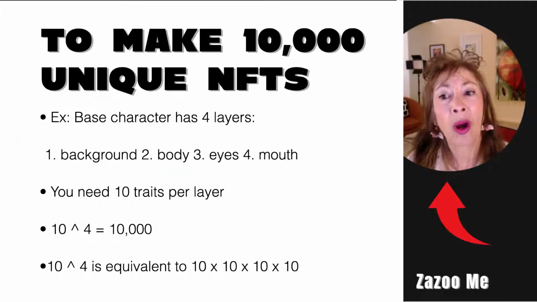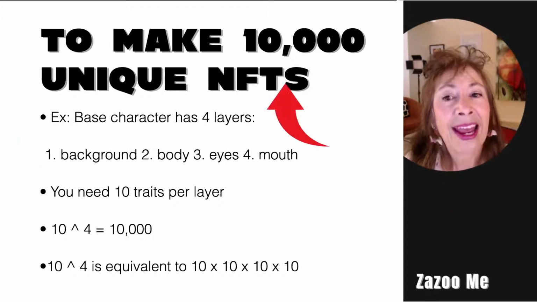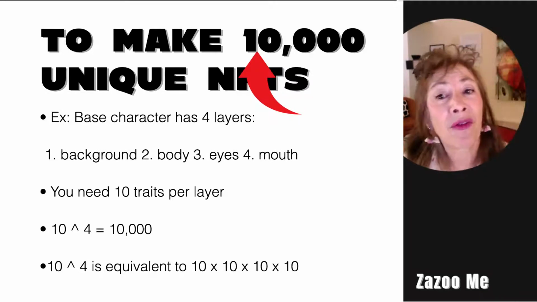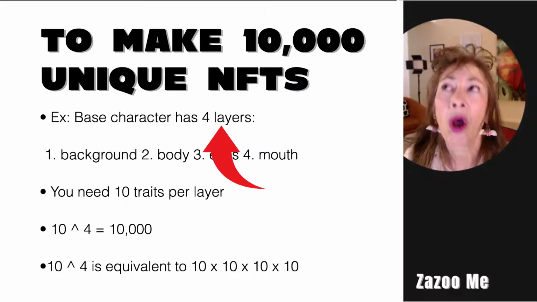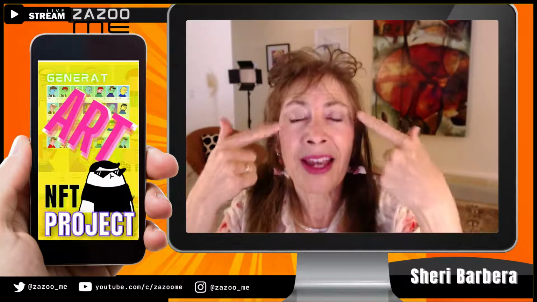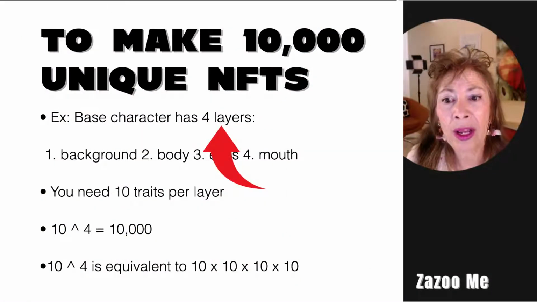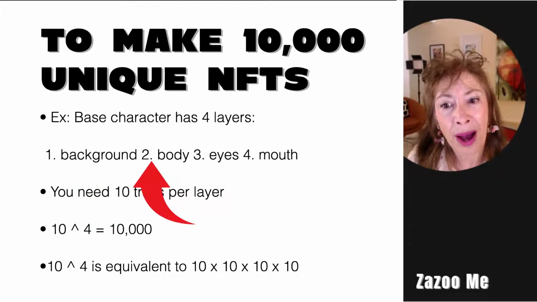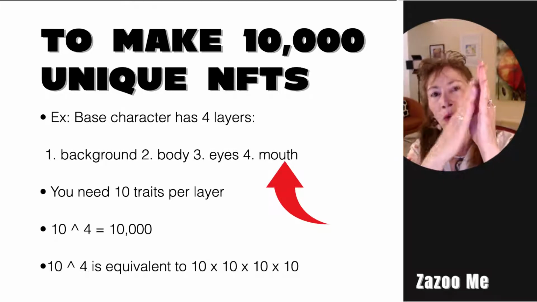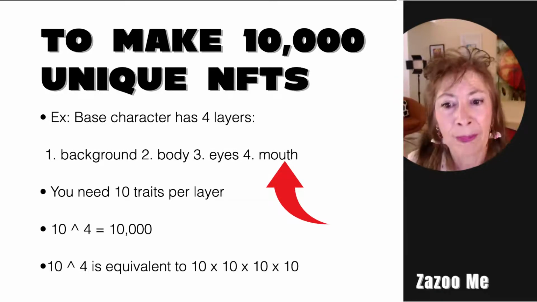quantity that you desire. For example, if you're making 10,000, you're doing a 10K generative project, and you have 4 layers. What do I mean by layers? What I mean by layers is that you have a background, you have a shape, a character shape, and you have things that go on that character like eyes and a mouth. And when we look at this, background, body, eyes, and mouth, those are 4 layers. And they start in the back and they layer forward. So you always start in the back and layer forward.